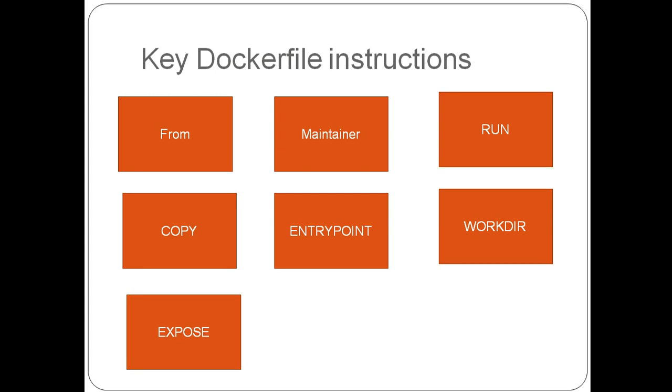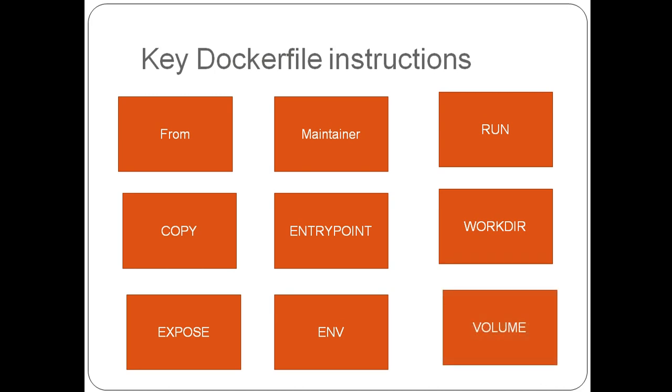EXPOSE: this instruction informs Docker that the container listens on the specified network port at runtime. EXPOSE does not make the ports of the container accessible to the host. ENV: the environment instruction sets the environment variable. VOLUME: this instruction creates a mount point with a specified name and marks it as holding externally mounted volumes from the native host or other containers.